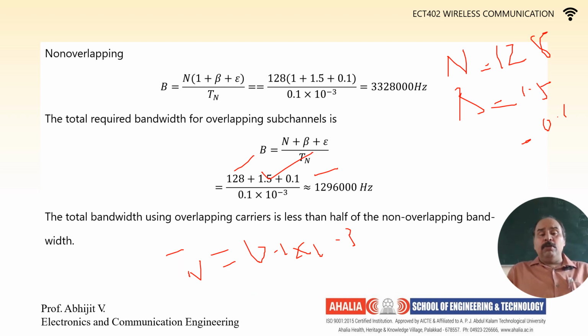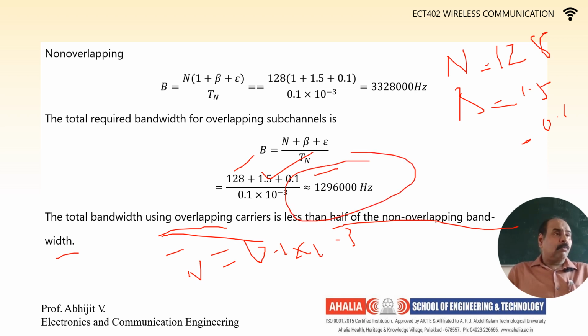So on finding out both these conditions, what we come to understand is that the total bandwidth while using overlapping carriers is less than half of the non-overlapping bandwidth. So the total required bandwidth for overlapping carriers is half of the non-overlapping carriers.